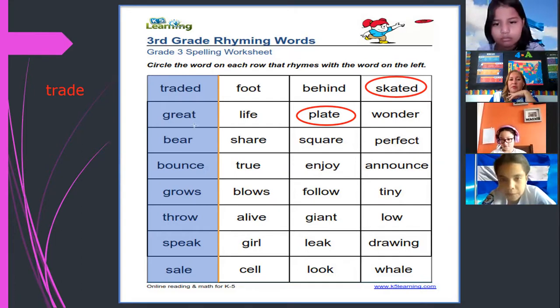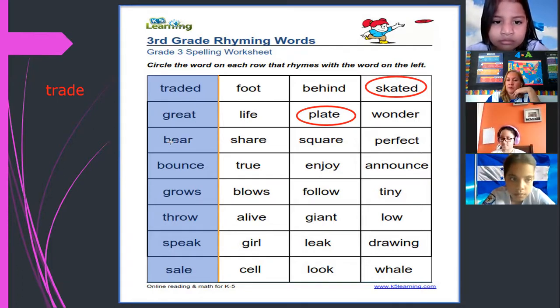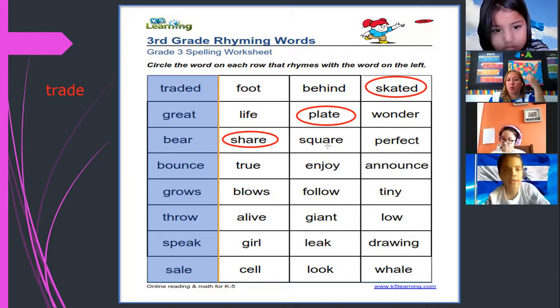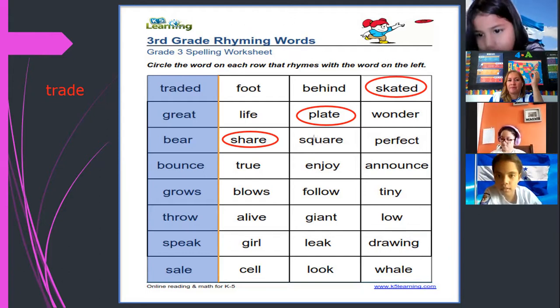Just one rhymes with perfect. Perfect. Does it rhyme with bear? No. Which one? Which word rhymes with bear? Chair and scare. Just one. Just chair. Share. No. This one is share, square. But just this vowel has a different sound. Just share. Okay. Next one.